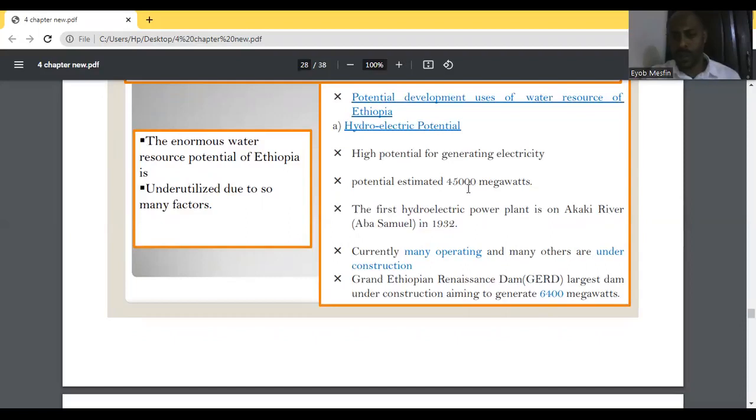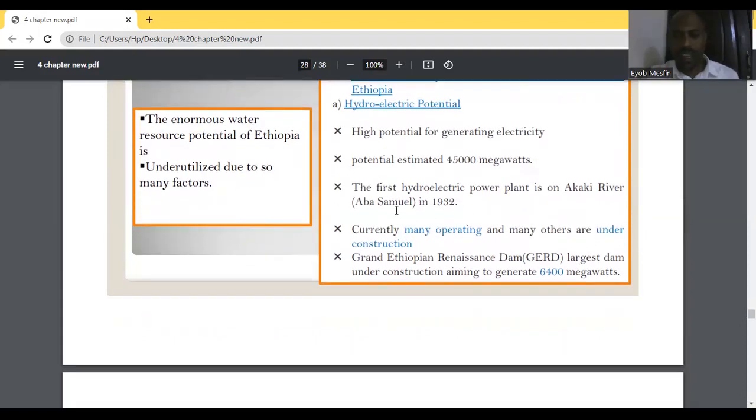So 45,000 megawatts we can generate if we utilize those rivers fully. Starting from 1932, the first dam was constructed near Addis Ababa on the Akaki River. That is Aba Samuel. So this was the first historical development of Ethiopian hydroelectric power generation, constructed near Addis Ababa, the Akaki area. Aba Samuel is the first dam, in 1932.